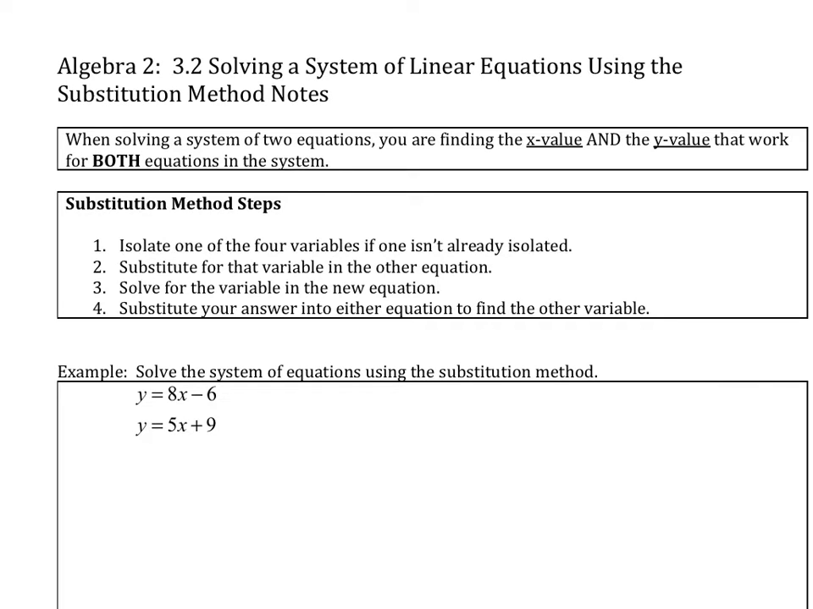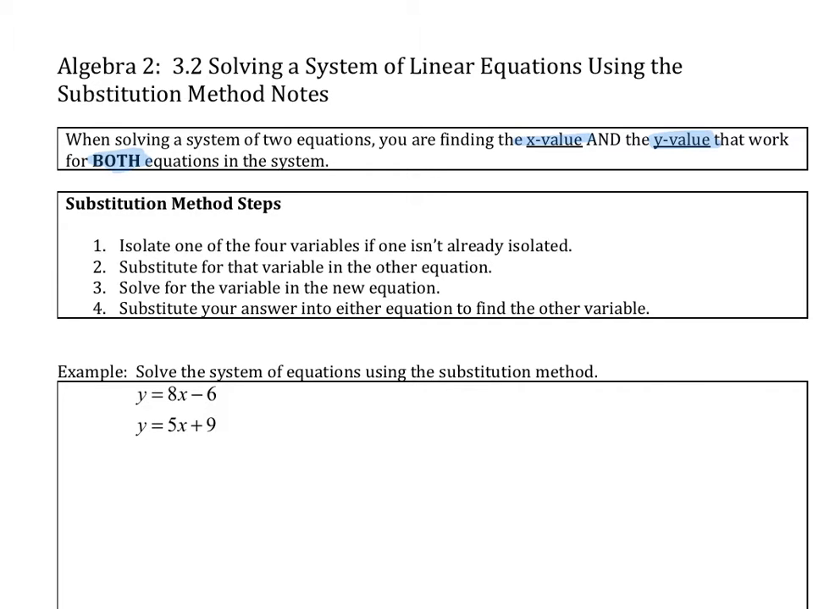Hey guys, so we're moving on to solving a system of linear equations using what is known as the substitution method. When you're solving a system of two equations, meaning that you have two y equals mx plus b equations, what you're essentially doing is finding the x value and the y value that work for both equations in the system. So you're figuring out what x equals and what y equals that works for both of the equations.